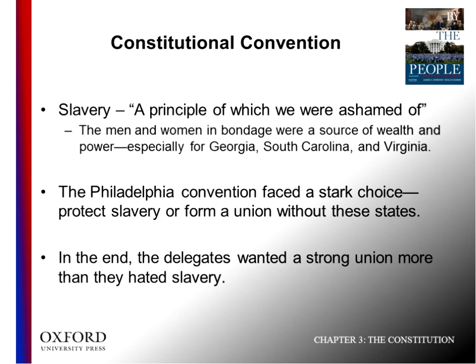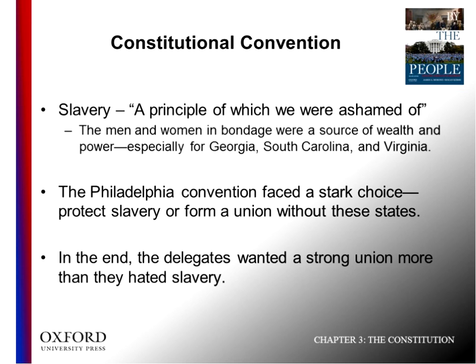And so the Philadelphia Convention faced a stark choice. Do we protect slavery, or do we form a union without these slave states? Because the slave states said, we won't join. If we have an eventual plan to eliminate slavery, we're not going to join the union. So essentially what they decided to do was not protect slavery per se, but essentially leave it alone, kick the can down the road. And boy, did they kick the can down the road. In fact, the can was kicked so far that they ended up fighting a civil war over this.